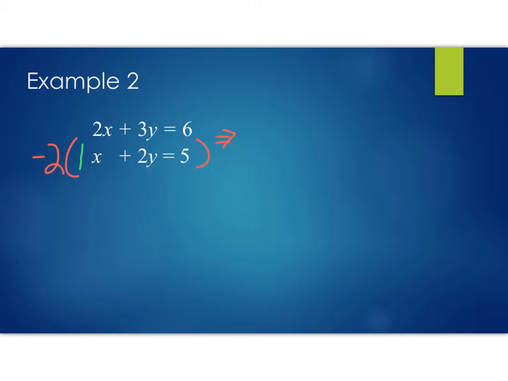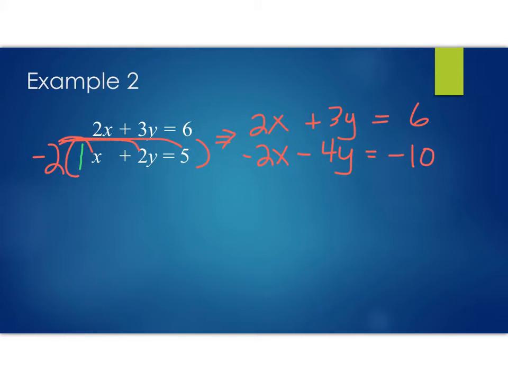Remember, every single term has to get multiplied. So -2 times x is -2x. -2 times 2y is -4y. And then -2 times positive 5 is -10. One of the most common mistakes is not remembering to multiply every single term, especially this very last one. The top equation I didn't do anything to, but I'm going to rewrite it just so everything is lined up. 2x plus 3y equals 6. And now I'm going to think about this as an addition problem.